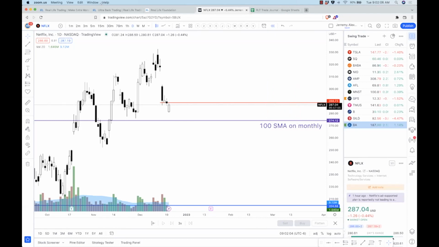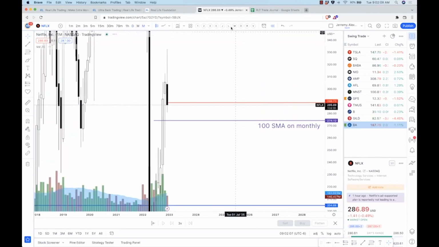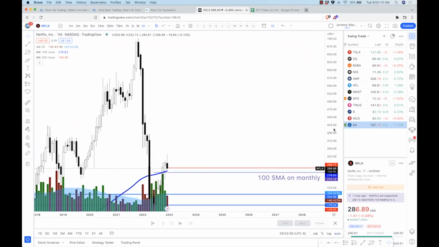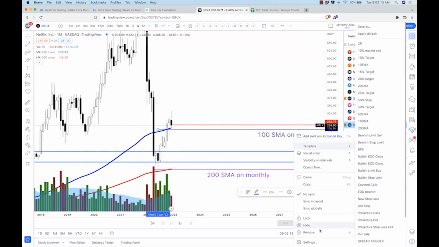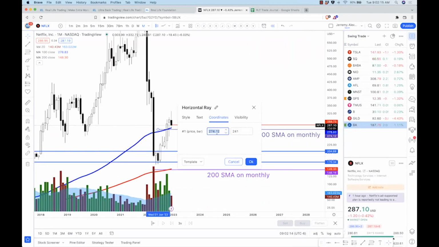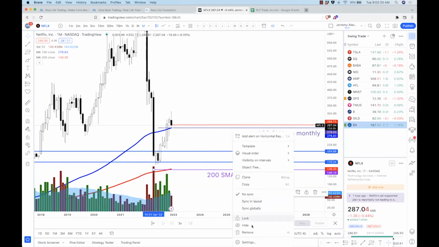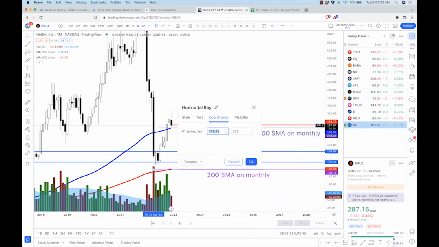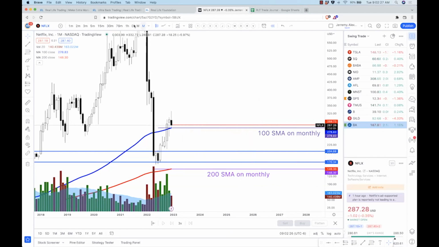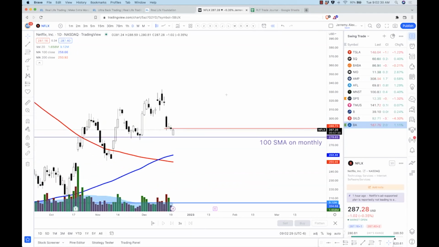If I look at a monthly chart on Netflix, you can see it's actually a little bit higher now. It's technically at 278.83. And it looks like I haven't updated this since November, or if I did, it was on a different chart. So now I go back to the daily chart, and here you go.